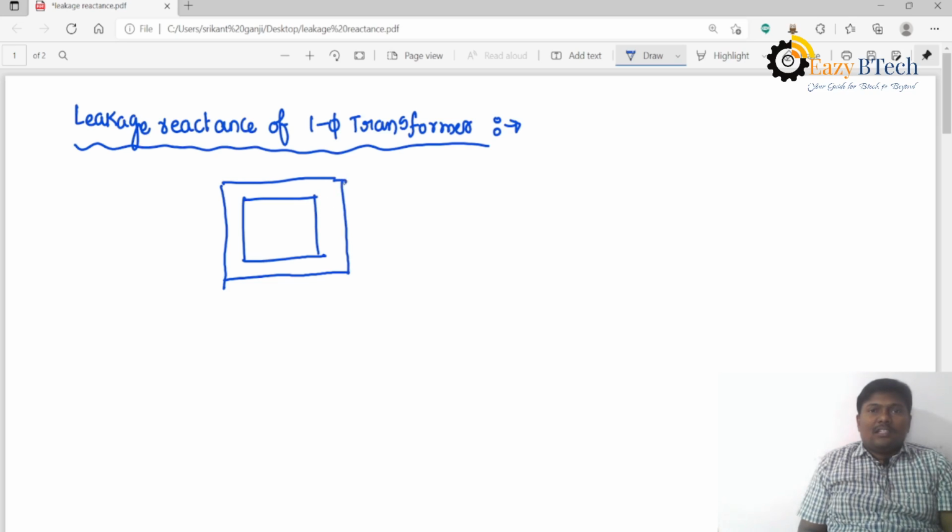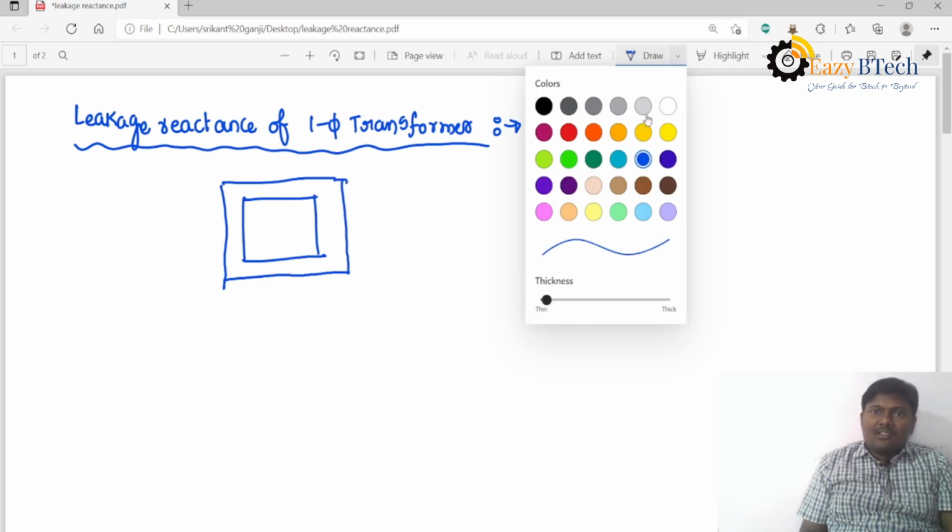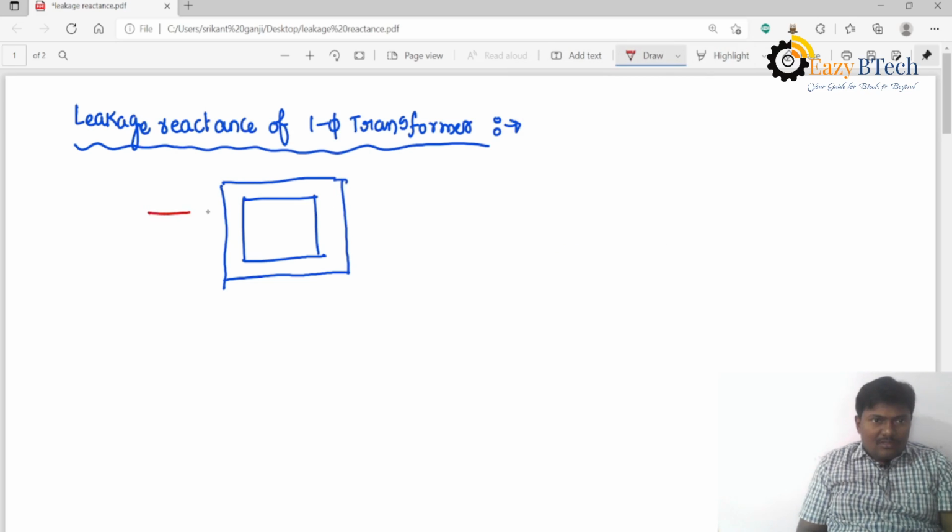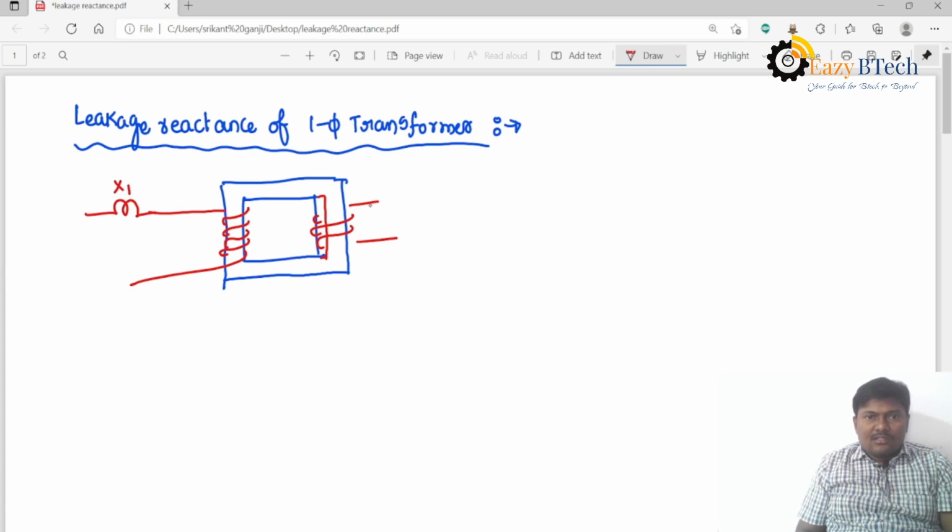These two are the limbs. This is a core type of transformer. In a core type of transformer, we wind the winding like this. This is the primary winding, and this one is the secondary winding. Actually, the limb size will be the same. The primary winding leakage reactance will be represented with X1. The secondary winding leakage reactance is X2.